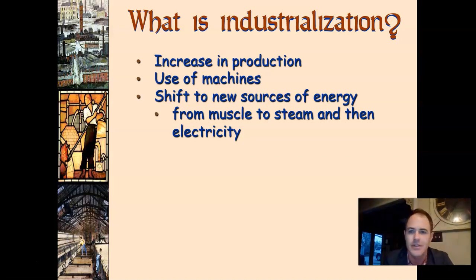So prior to the Industrial Revolution, humans primarily powered their tools using their muscles or the muscles of their draft animals. Now humans are going to begin to use steam and then electricity, and we're still discovering new sources of energy, solar, wind, to power these machines. So that is what industrialization is.